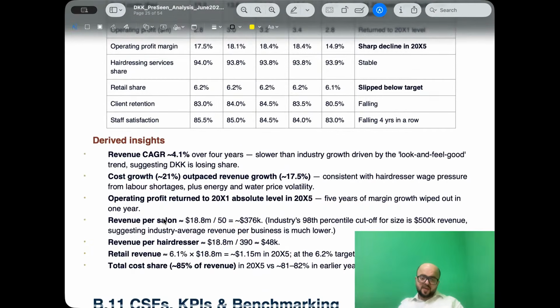The revenue per salon, 18.8 million divided by 50, is $376,000. Revenue per hairdresser is 18.8 million divided by 390, roughly $48,000. Retail revenue is 6.1% of 18.8 million, which is 1.15 million in 20x5. At the target of 6.2%, it should have been 1.17 million.